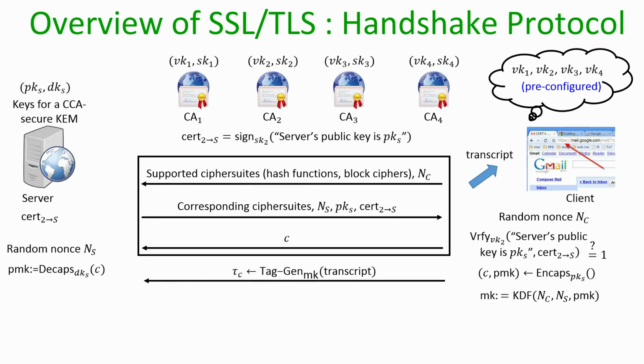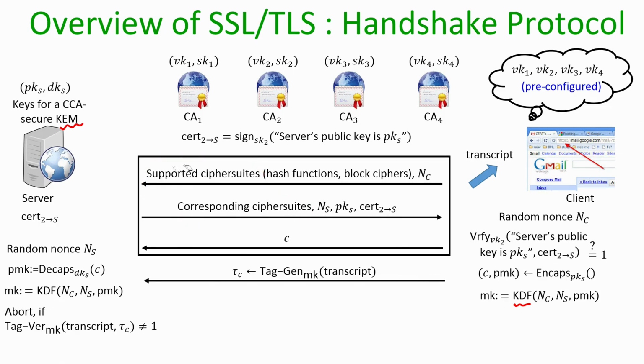What the server does is it takes the encapsulation C and runs the decapsulation algorithm on it to obtain the same pre-master key PMK, and once it obtains the pre-master key, it runs the key derivation function on the two nonce values and the pre-master key to obtain the master key. So, as per our assumption, both client and server would have agreed upon the versions of the key derivation function that they are going to use, because that is part of the supported cipher suites. So, it is ensured that both client and server are using the same version of the key derivation function and the same version of the key encapsulation mechanism.